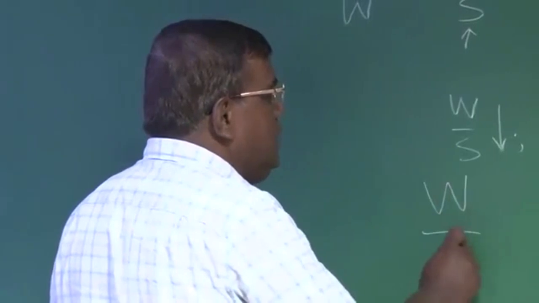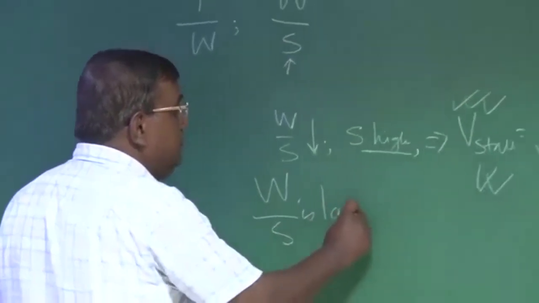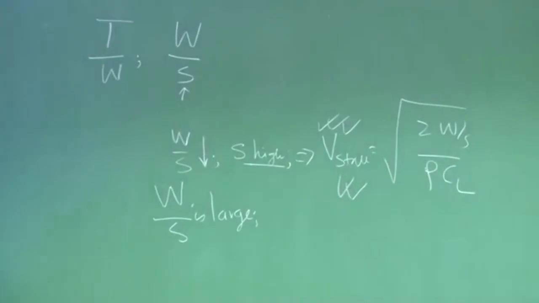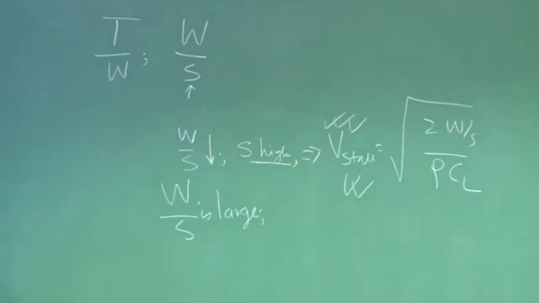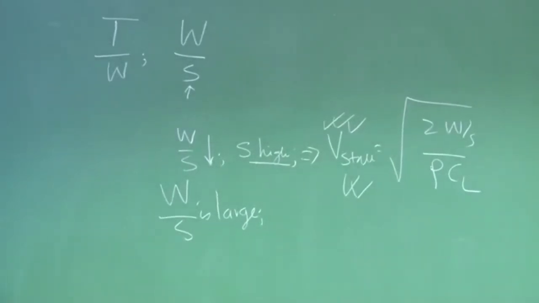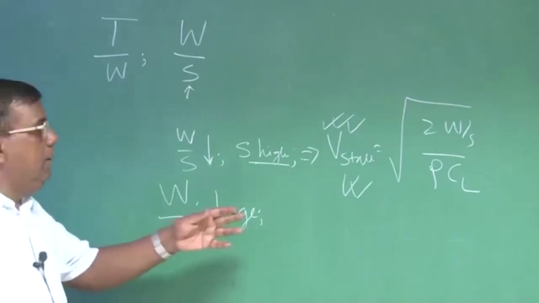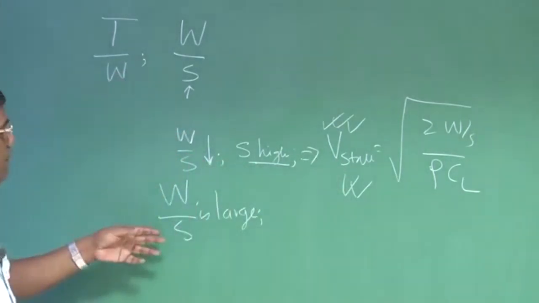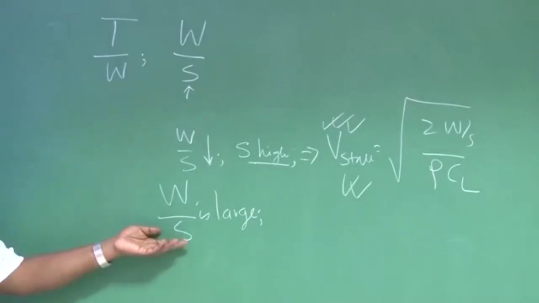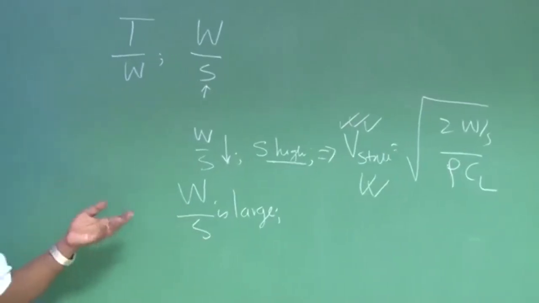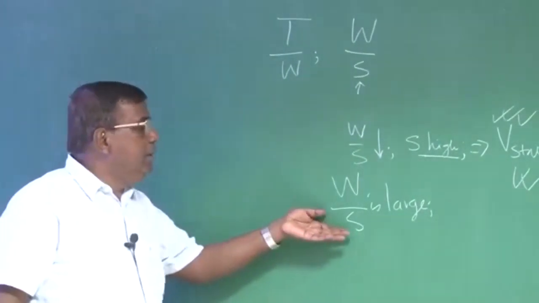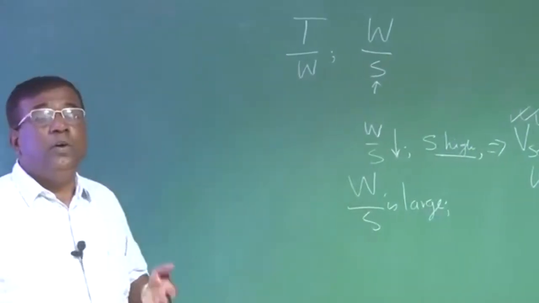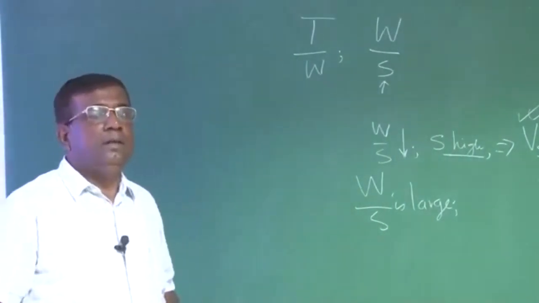It goes without doing much an effort that if W by S is large, that means area is relatively less, if I assume both the configuration having same weight. Area less means yes, V stall will increase, but the advantage one I could see that area being less, skin friction drag will be less, so my thrust requirement may be lower. For a high speed airplane, you will find W by S will be large. If you want to accelerate fast, W by S will be large.